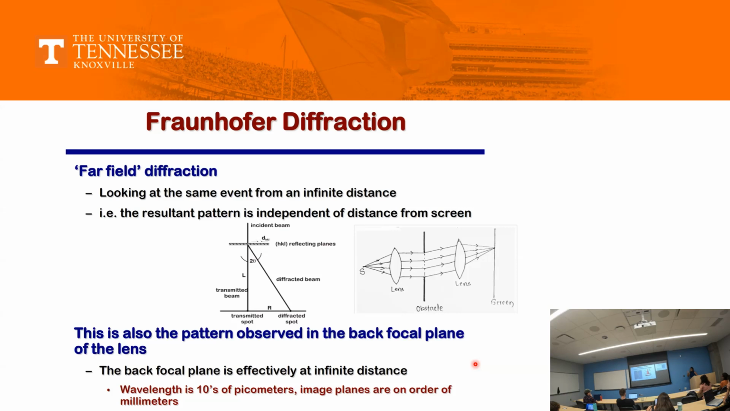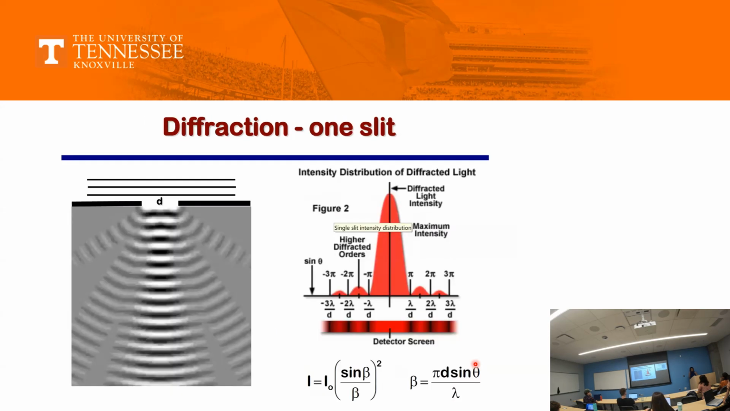So here one important remark is that your wavelength is in the tenths of picometers, where your image planes are on the order of millimeters. Now here is an example of a single slit shown to you. Now, this is what exactly happens.